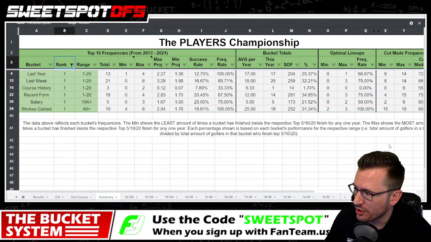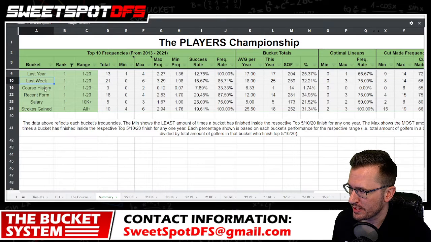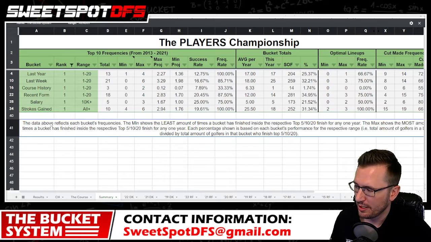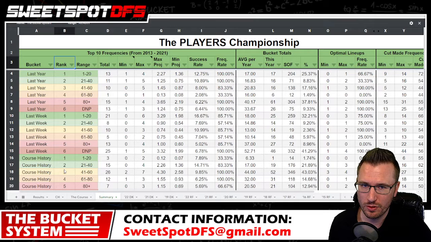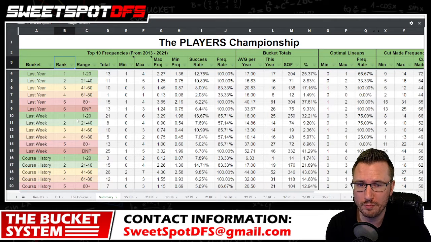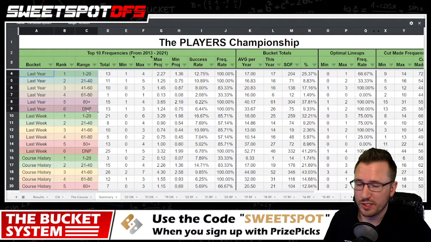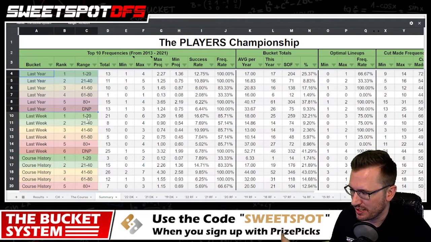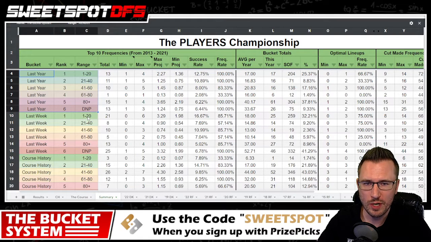And the stats that I look at are last year finishing positions, last week finishing positions, course history, recent form, salaries, and strokes gained. Now, there are 6 buckets within each of these stat categories, meaning there are 36 total buckets in the bucket system. Each of the buckets within these stat categories are identified by a particular range. For the first 4 that I listed off, the last year, last week, course history, and recent form, they're all going to follow the same criteria.